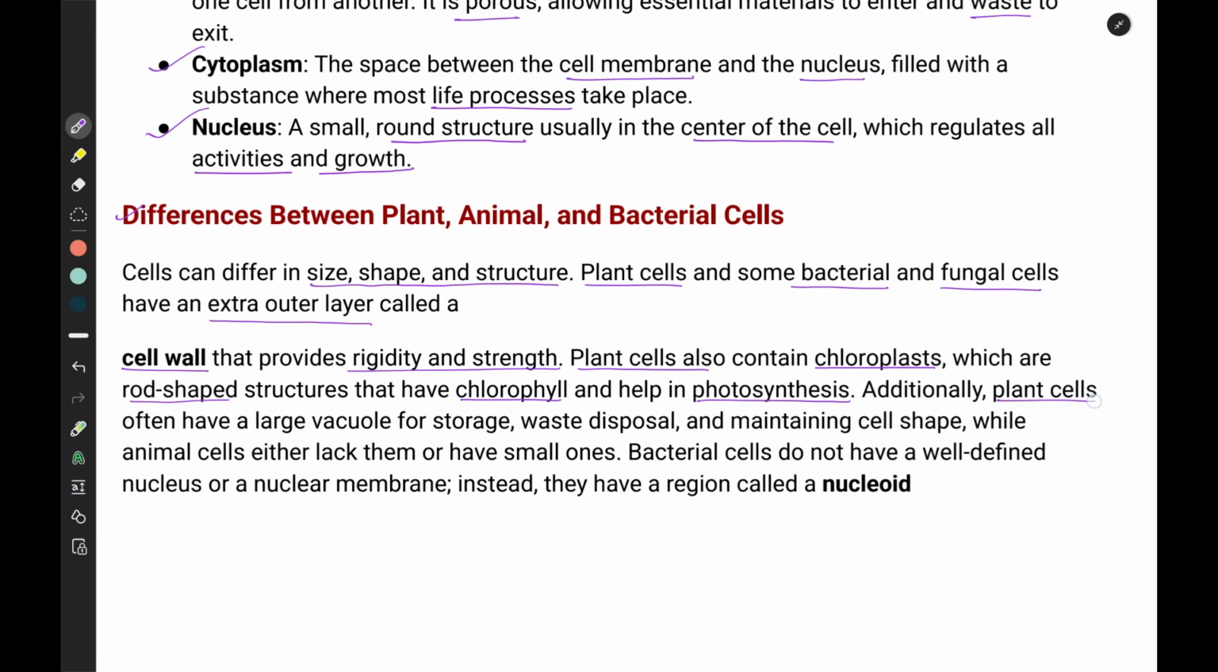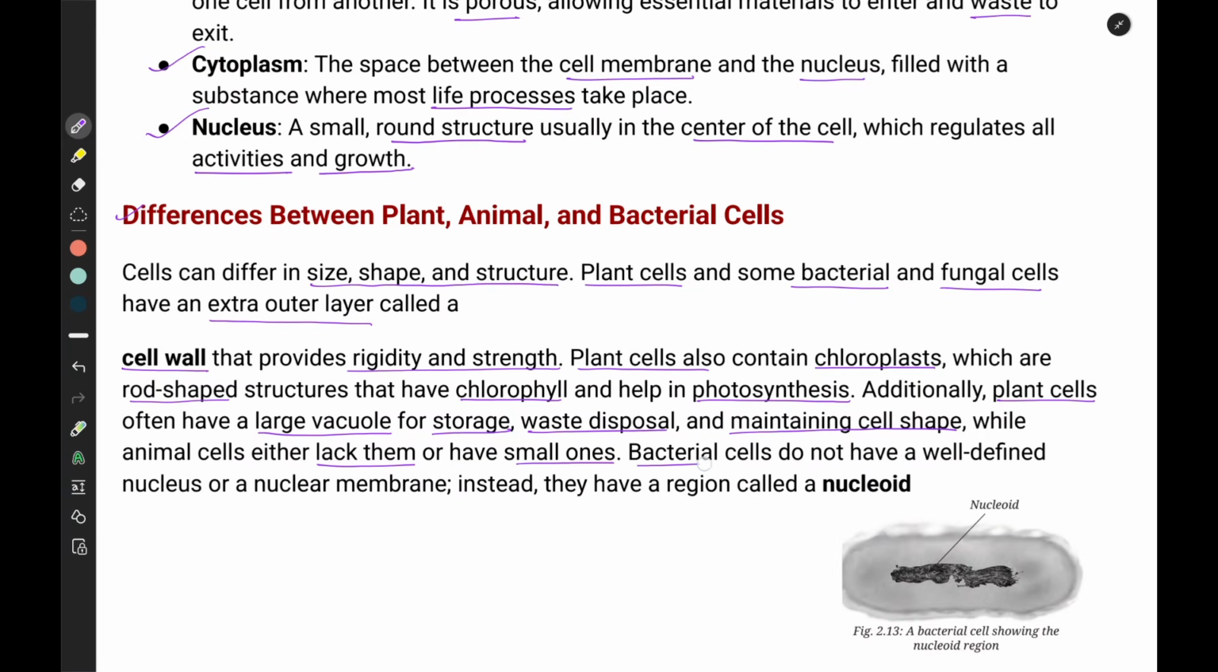Additionally, plant cells often have a large vacuole for storage, waste disposal, and maintaining cell shape, while animal cells either lack them or have small ones. Bacterial cells do not have a well-defined nucleus or a nuclear membrane. Instead, they have a region called a nucleoid.